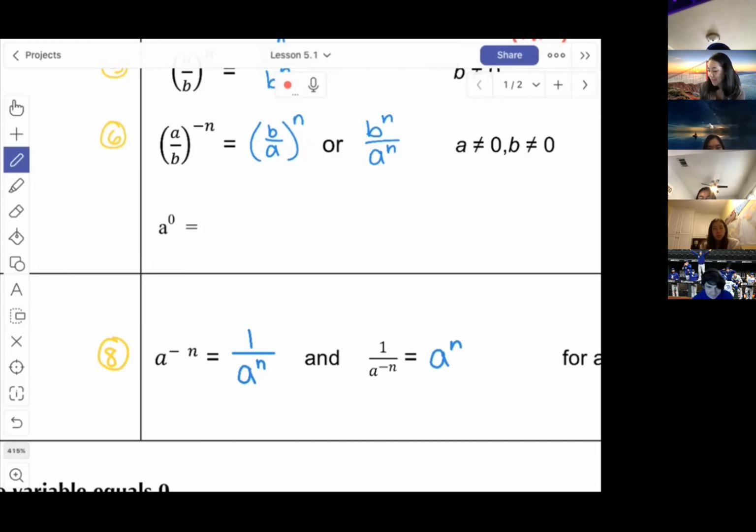All right, then that property right in the middle, a to the 0 power. Does anybody know what a to the 0 power is going to be? Queenie, just say it.